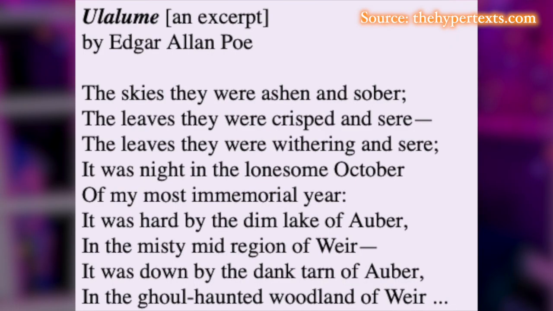Ulalume by Edgar Allan Poe. The skies, they were ashen and sober. The leaves, they were crisped and sere. The leaves, they were withering and sere. It was night in the lonesome October of my most immemorial year. It was hard by the dim lake of Auber, in the misty mid-region of Weir. It was down by the dank tarn of Auber, in the ghoul-haunted woodland of Weir.